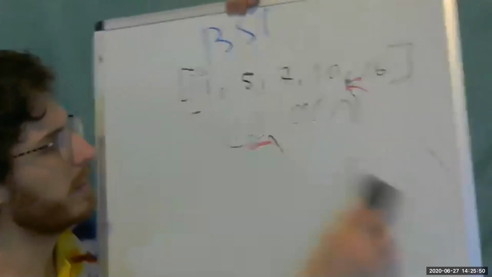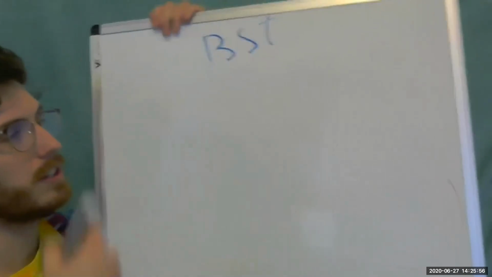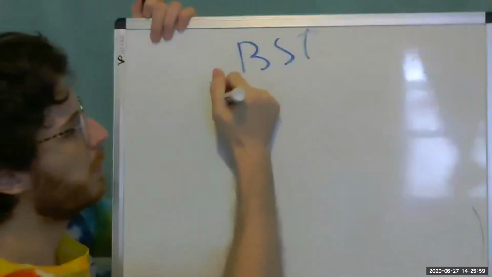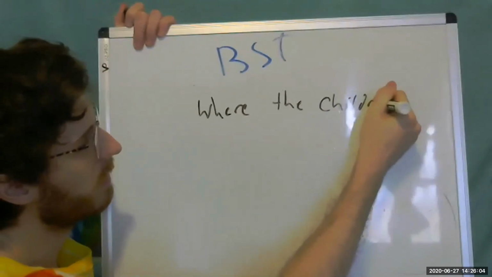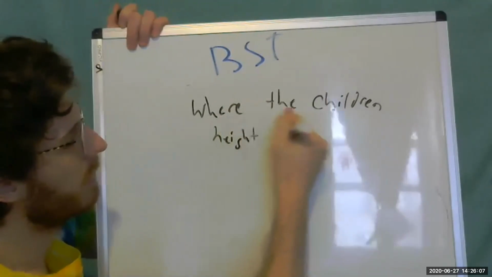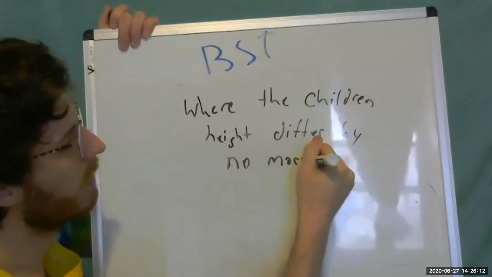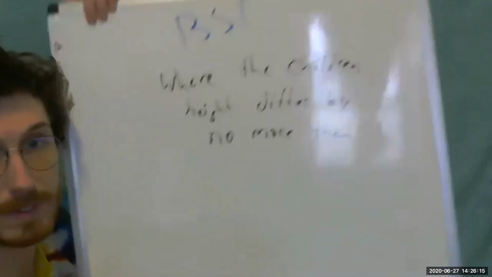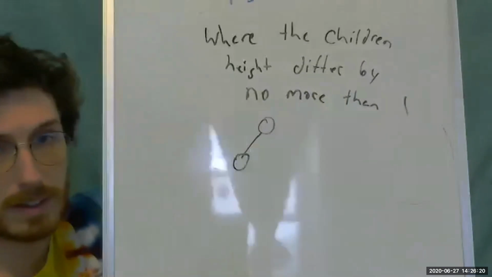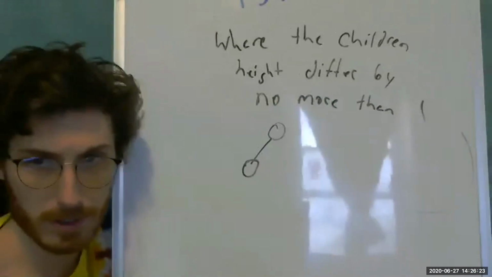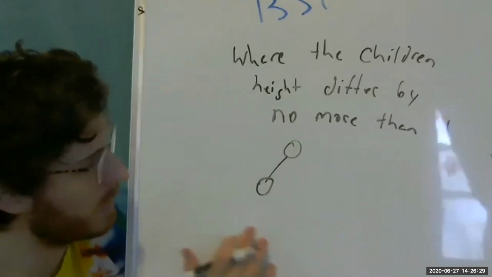And so a balanced definition is essentially a binary search tree where the children's height differ by no more than 1. Okay, so if I had, this is still a binary search tree, right? And this is balanced as well, right? So this is a balanced tree.